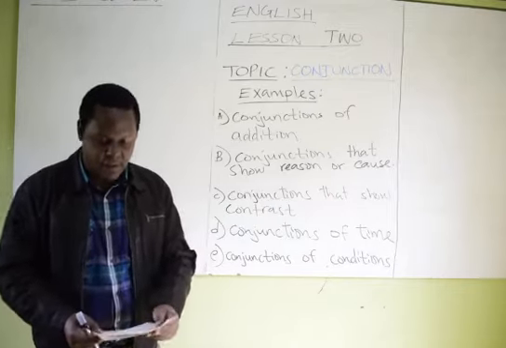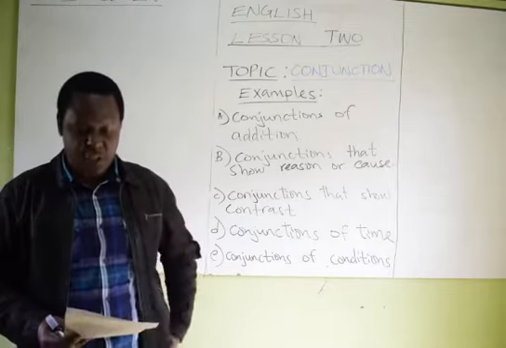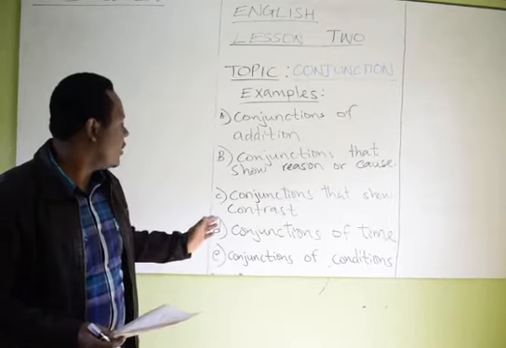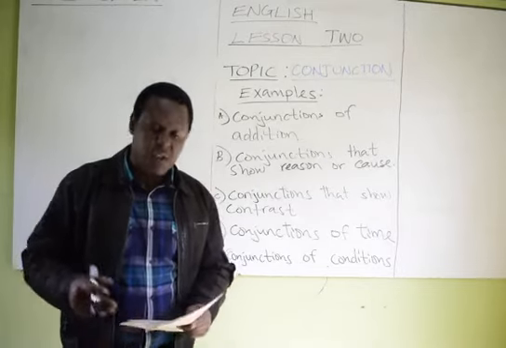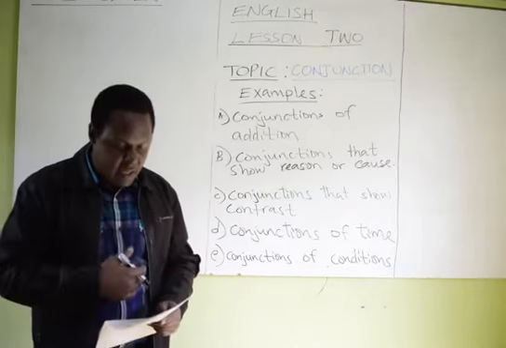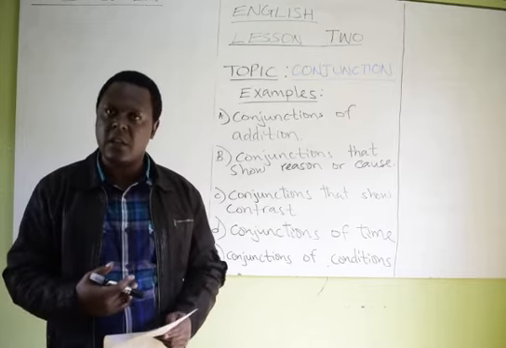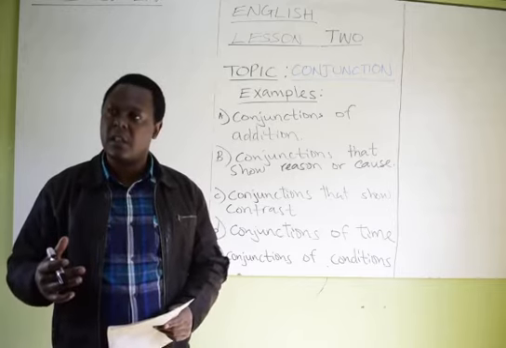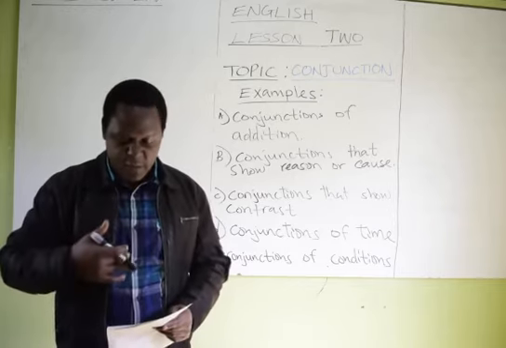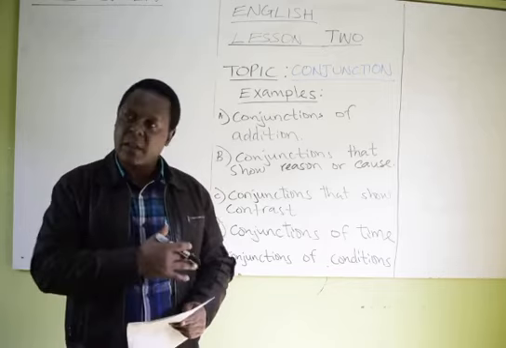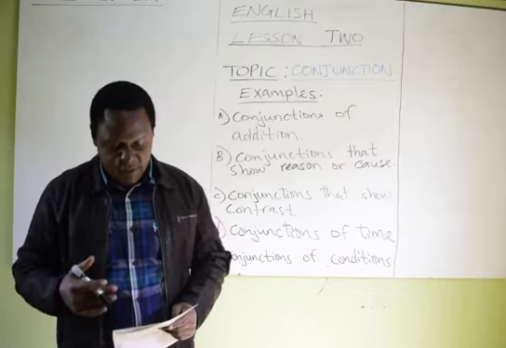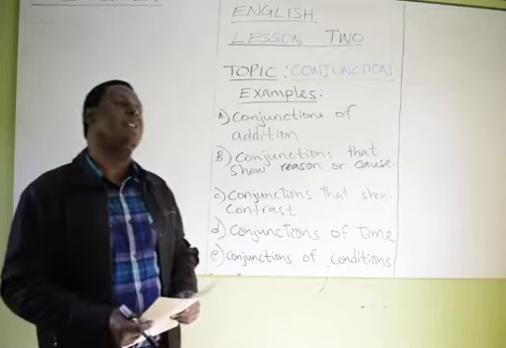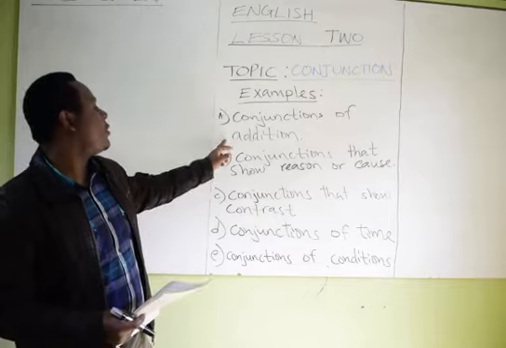Onwards to the third area, and these are conjunctions that show contrast. These conjunctions introduce an idea that is contrary to the original idea. To contrast is to contradict. It is to differ, to have a difference in opinion, to say something that is not the same as the word stated before. And therefore, conjunctions of contrast can be said to be opposite to conjunctions of addition.